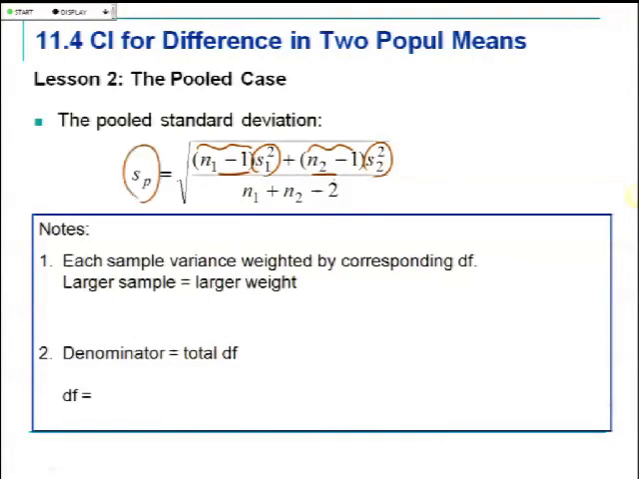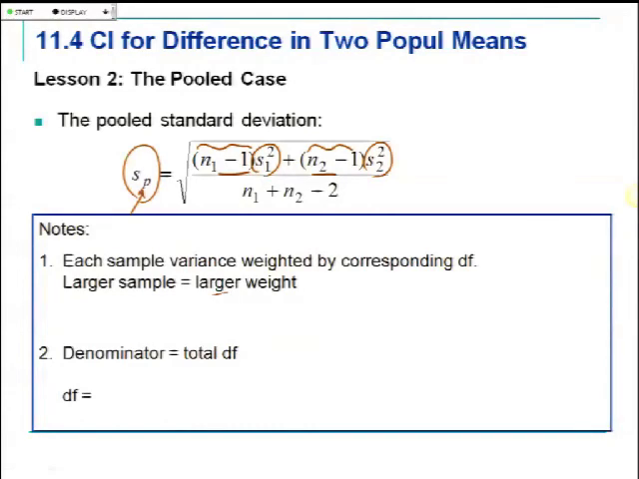And notice we call this standard deviation S with a little p subscript, which represents pooled. Pooling those two variability estimates together to come up with an overall more powerful estimate of that common standard deviation for the populations. So each sample variance gets weighted by its degrees of freedom. The larger the sample size, the larger the weight.